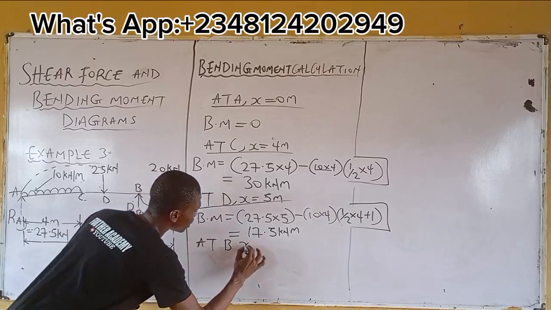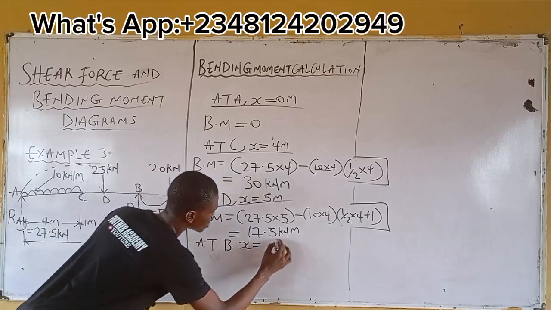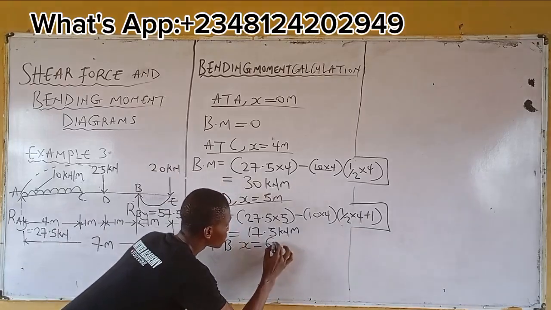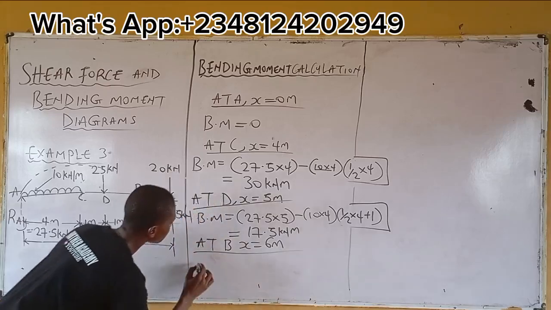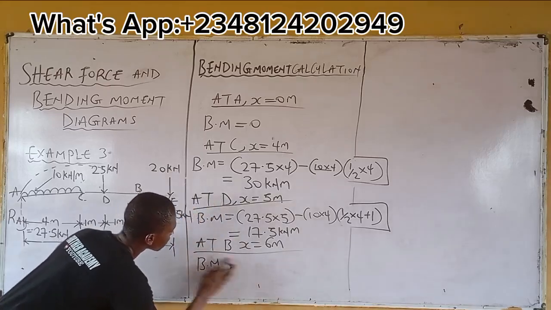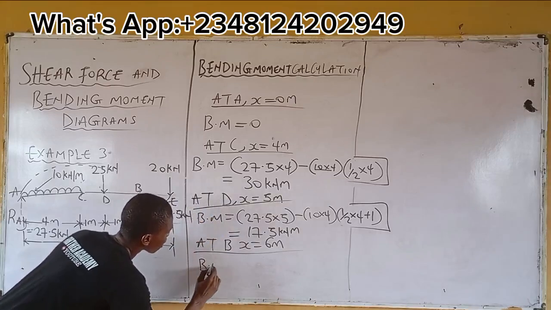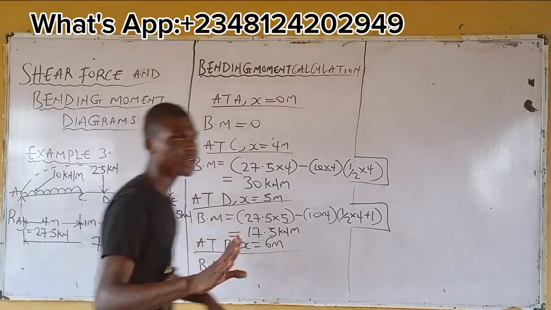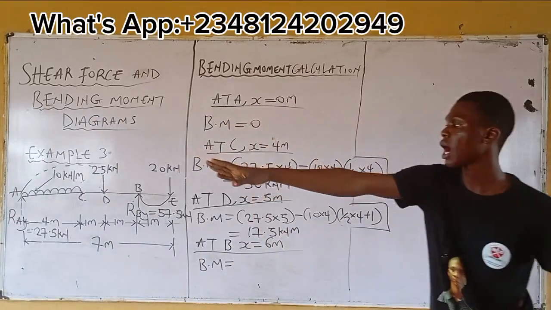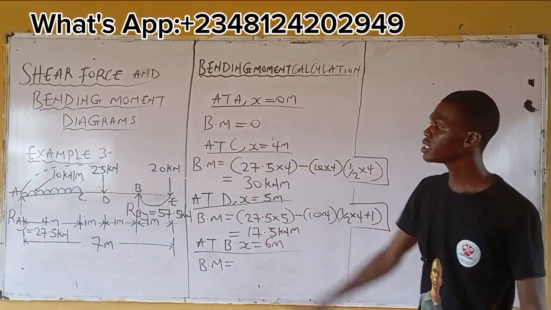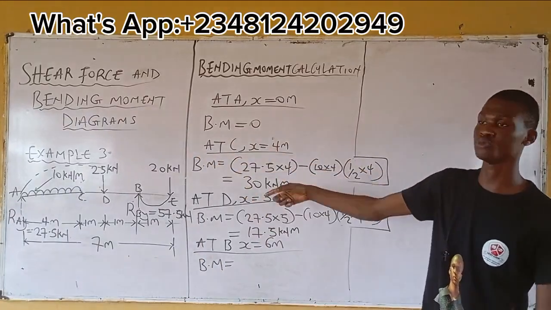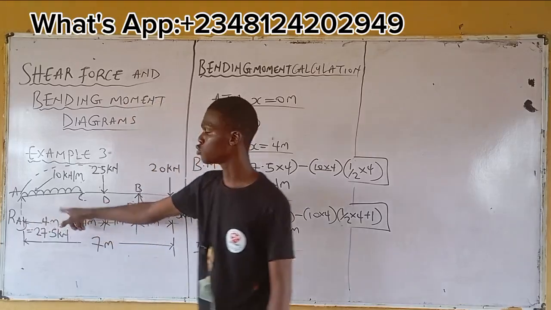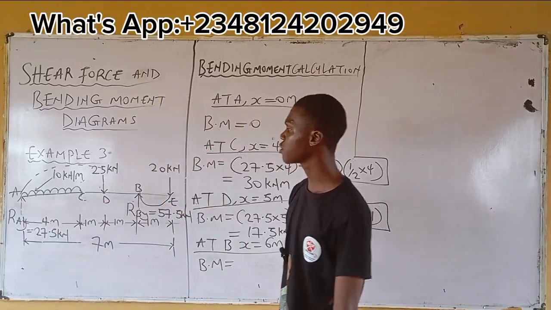The next point is what? At B, what's the value of x? 6 meters. X is equals to 6 meter. Now from here, bending moment value is what? 27.5 times 6. First thing first, identify how many forces do you have behind B? 3. Meaning these 3 forces, you are taking the moment to B. You are taking the moment of RAY to B, the moment of this U.D.L to B, and the moment of this 25 kilonewton to B.